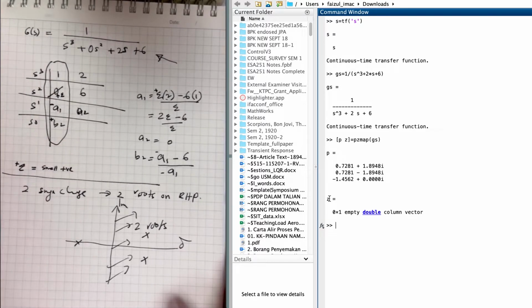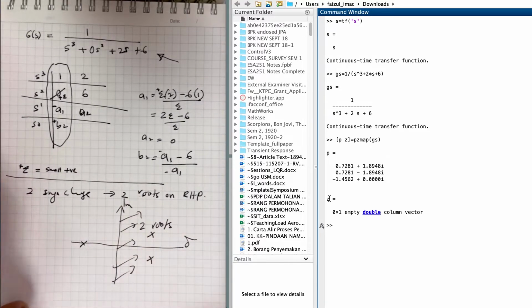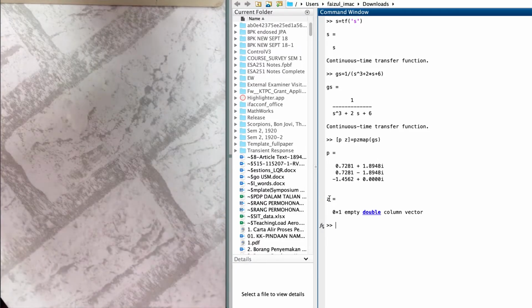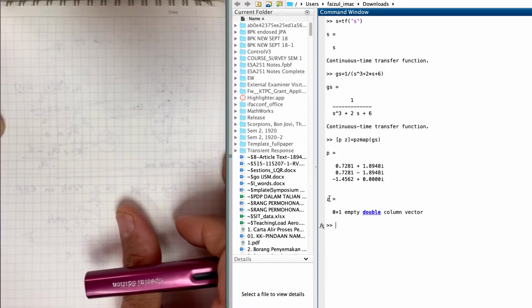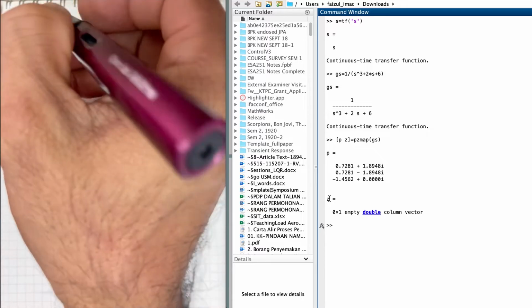And then it's the special case 1 is always unstable, so it is true. So that's example number 2. Let's move on to special case 2 quickly.